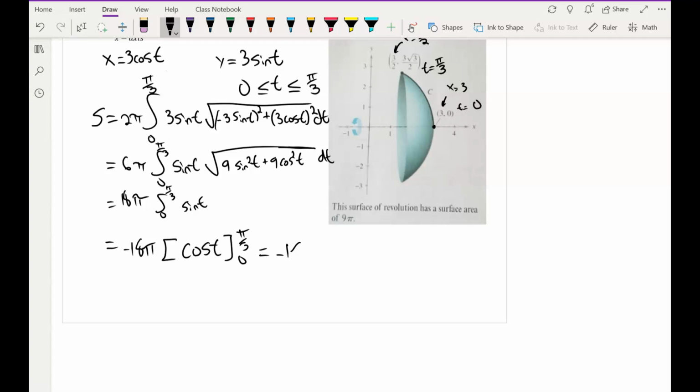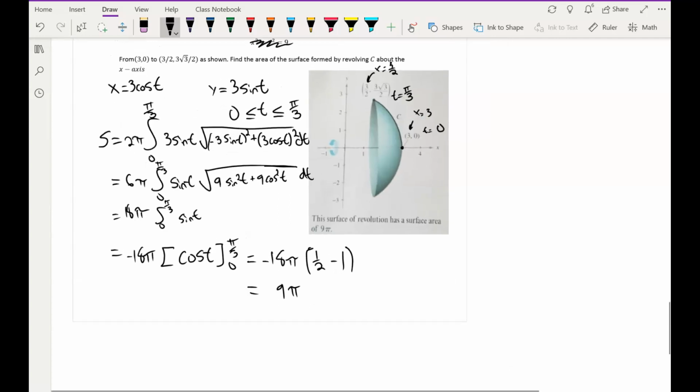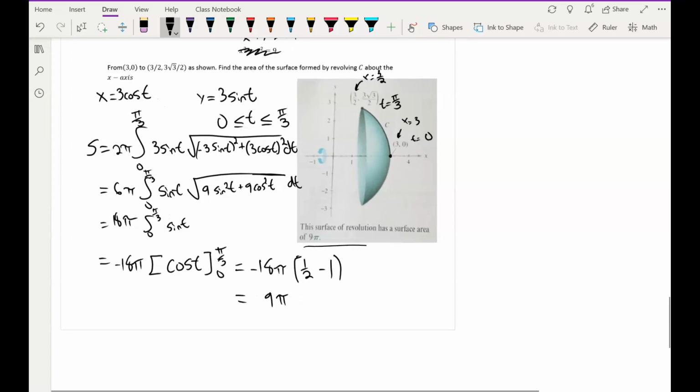Plug those values in. You're going to get negative 18 pi times, well, cosine of pi over 3 is 1/2, minus cosine of 0, which is 1. And we're just going to be multiplying negative 18 by negative 1/2. We get positive 9 pi. That is the surface of revolution. And that's, I guess, already been found for us, and we verified that.